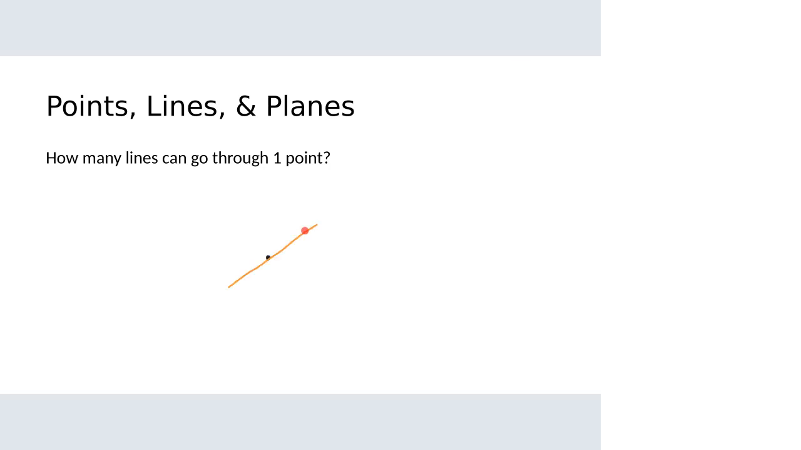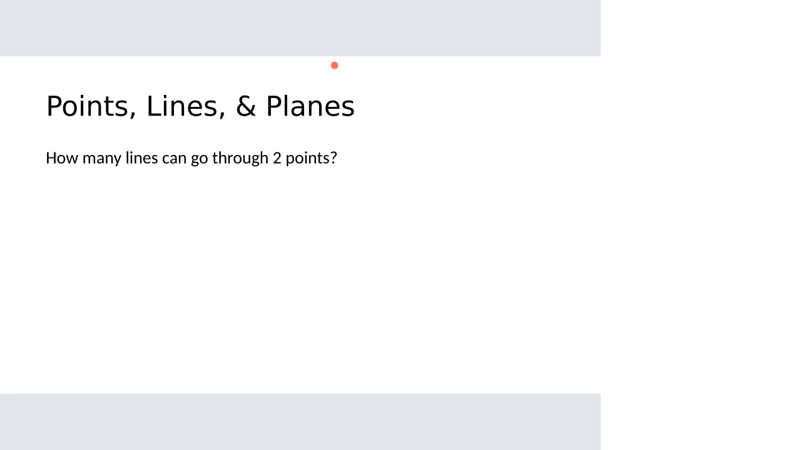Yes, because I could draw this line going through there, or this line going through there, or this line going through there, or this line going through there. There's an infinite number of lines that I could draw through any one point. So that one point out there in space doesn't really cement a whole lot of things for us because we could draw an infinite number of lines through it.